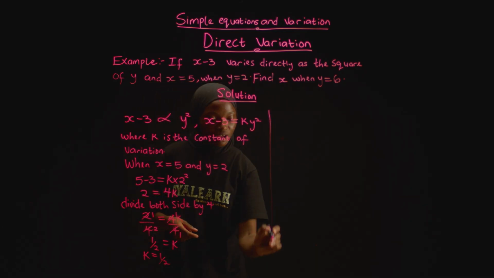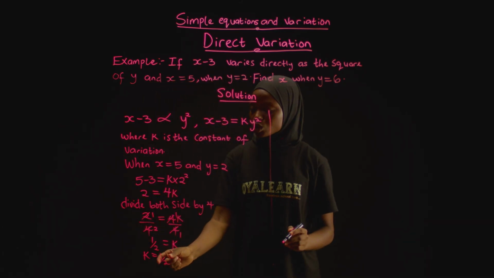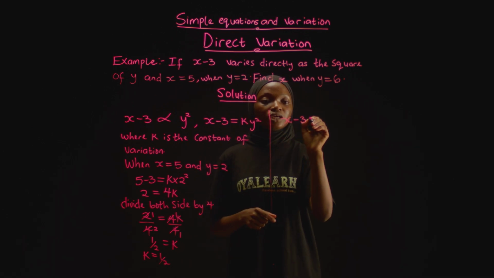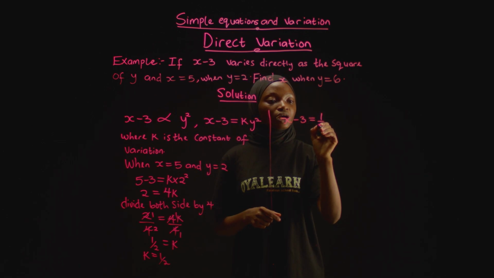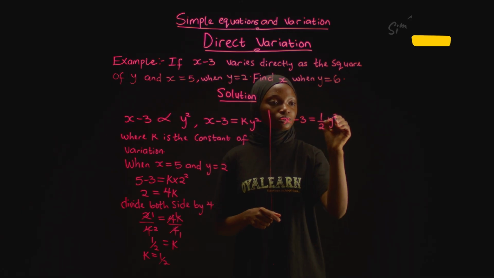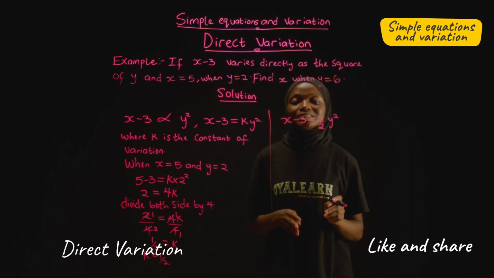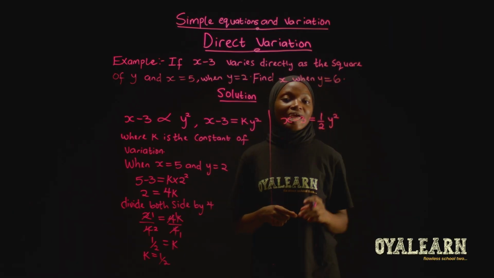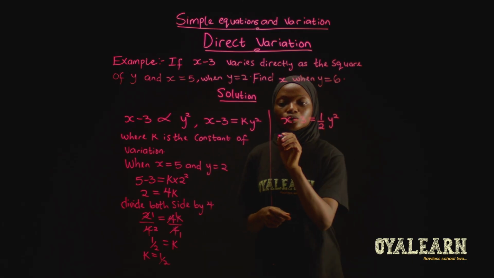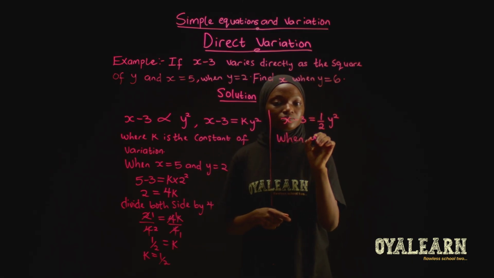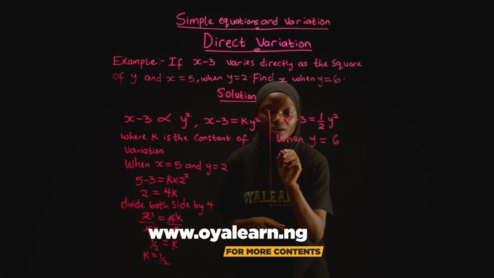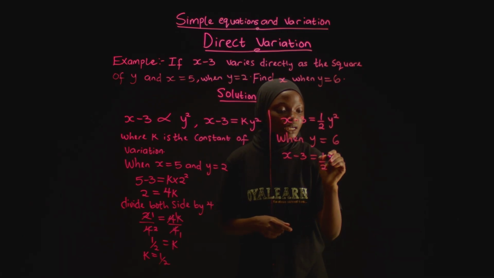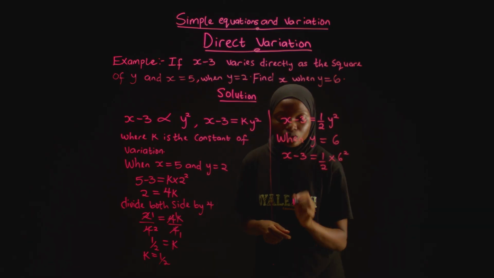So now we can have our formula. We substitute k equals 1 over 2 into this. We'll be having x minus 3 equals 1 over 2 y squared. So this is just the formula connecting x and y, and we'll be able to find x when y equals 6. So when y equals 6, we'll be having x minus 3 equals 1 over 2 times 6 raised to the power of 2.